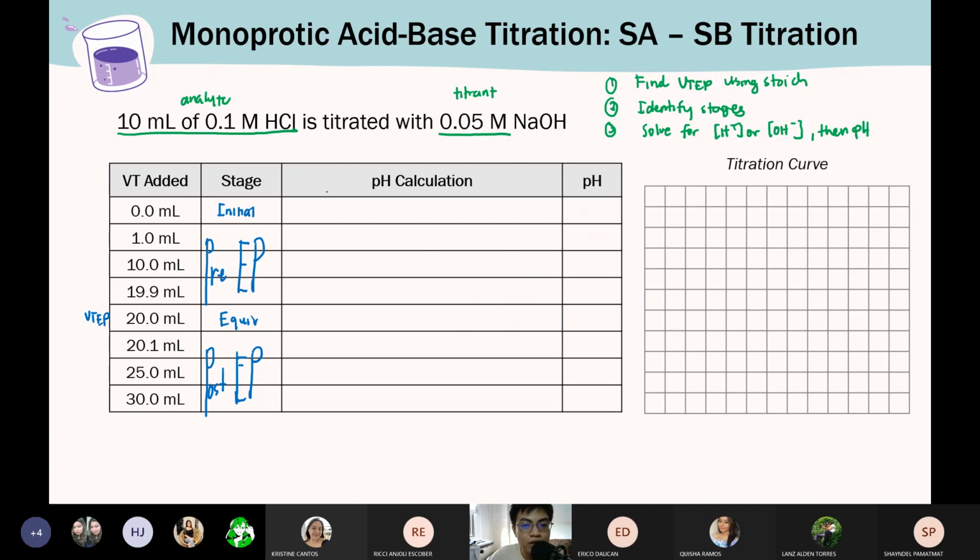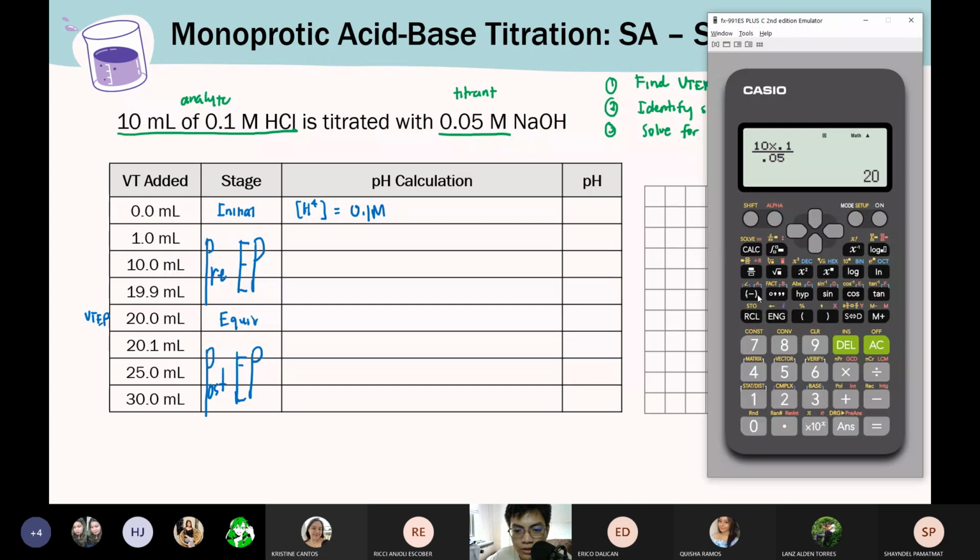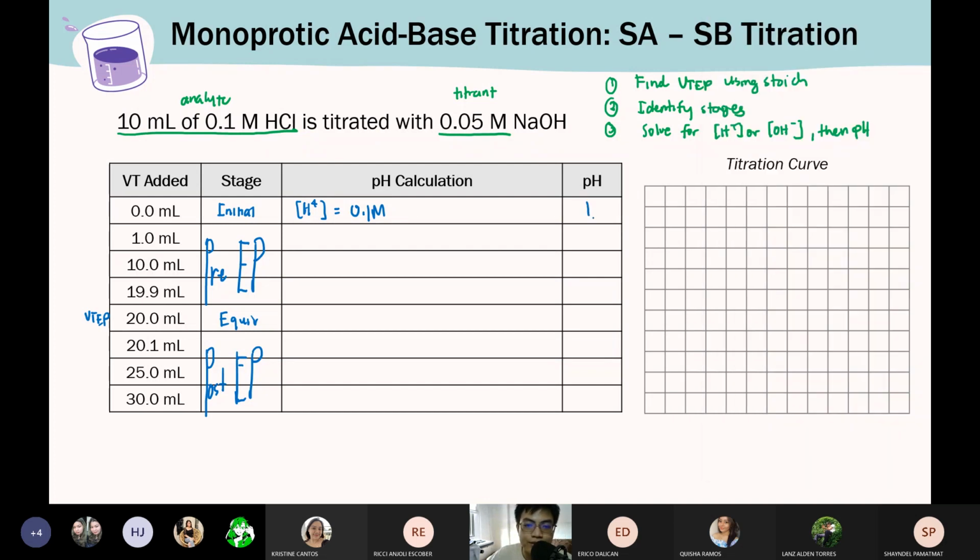Sige. So, for the initial pH, basically, whatever the concentration of the acid is, yun na yun. Okay, yun na yung H plus niya. So, that will be 0.1 molar na. Okay, so what's the pH of a 0.1 molar? I think it's 1, if I'm not wrong. Yeah, tama. So, pH is 1.